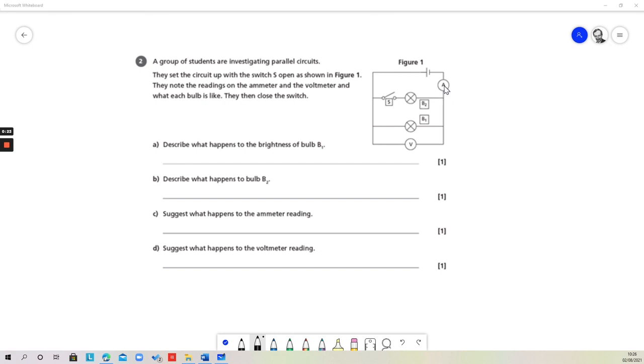We've got an ammeter, which is measuring the total current flow in the circuit, and we've got a voltmeter, which is measuring the potential difference across both B1 and B2.